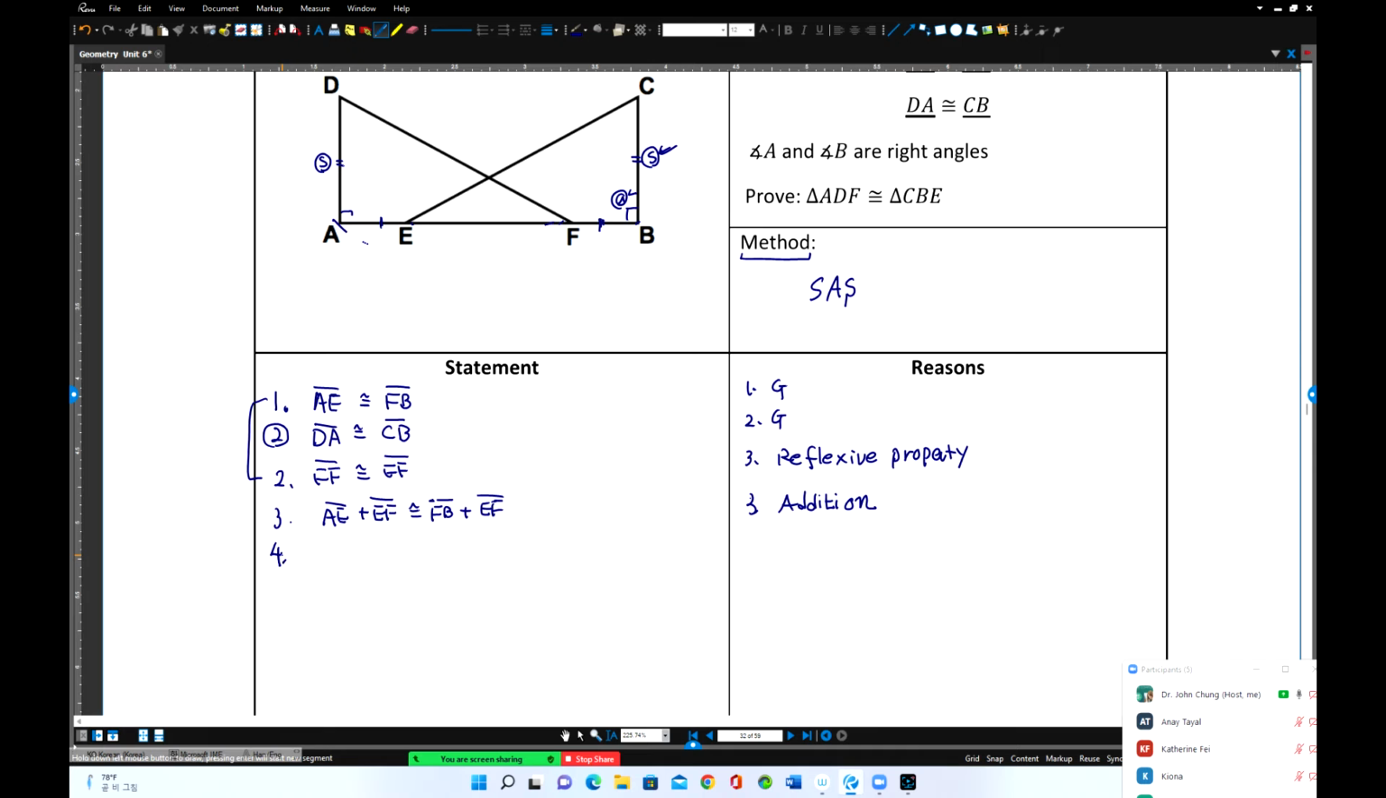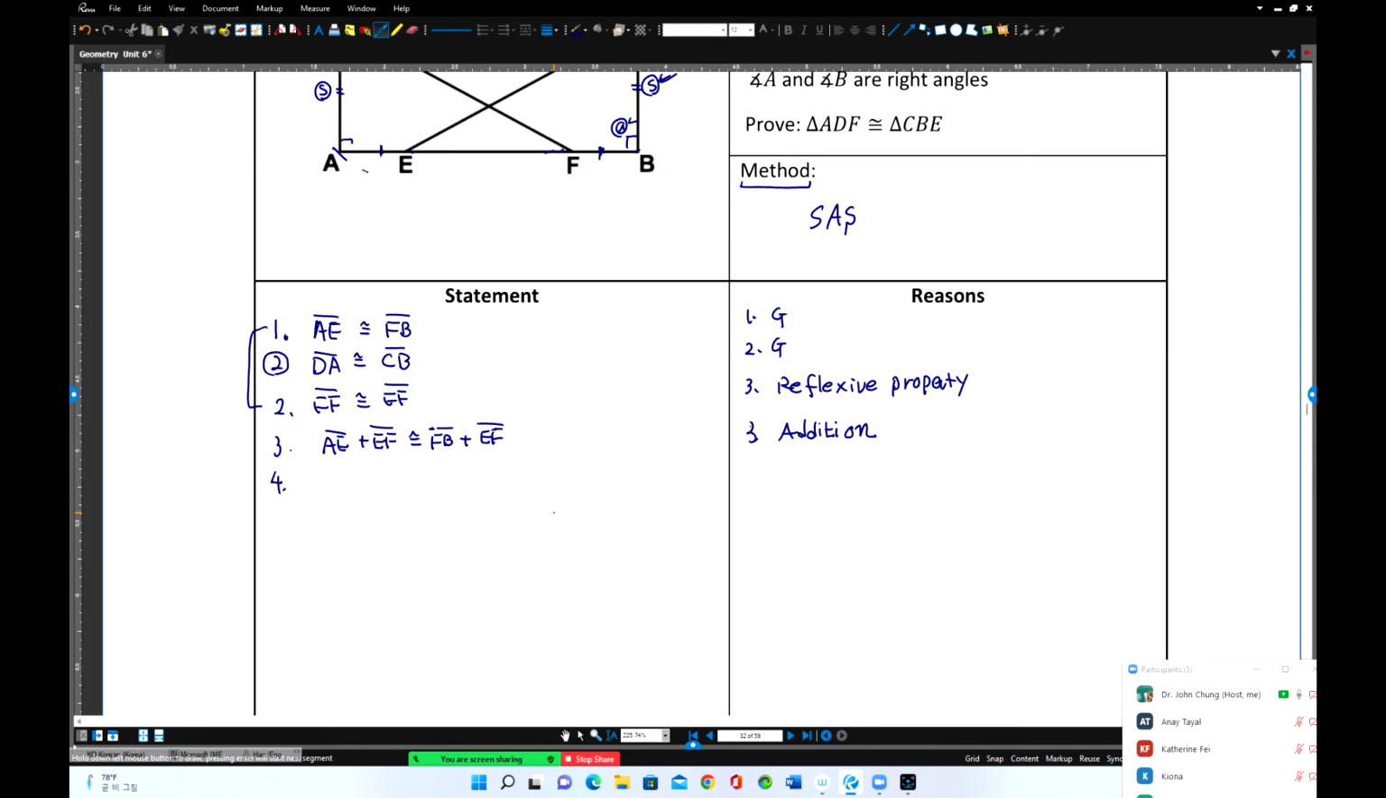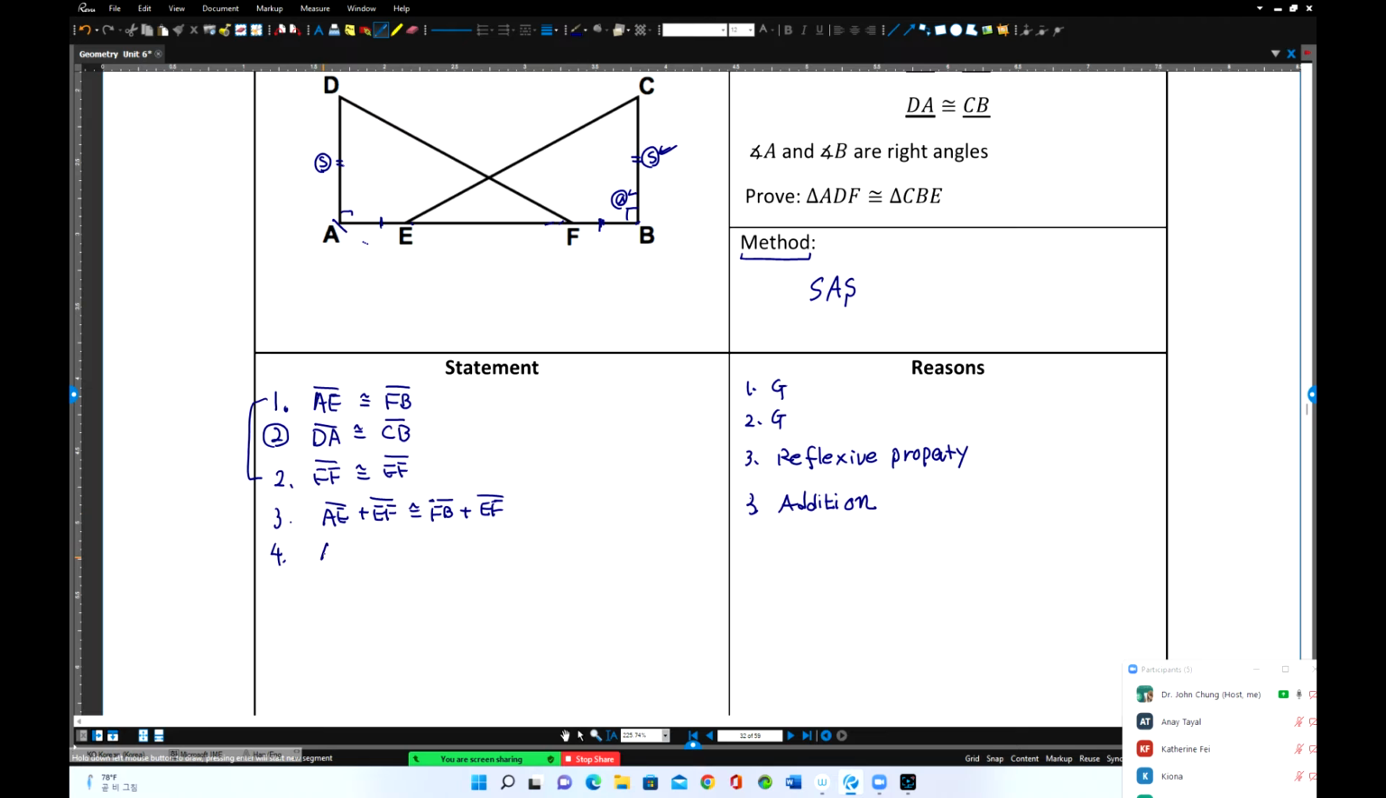Now using the partition postulate, replace with what? AF, right? What is the AF? AF is equal to AE plus EF. And also BE is congruent to what? FB plus EF. That is the partition postulate.